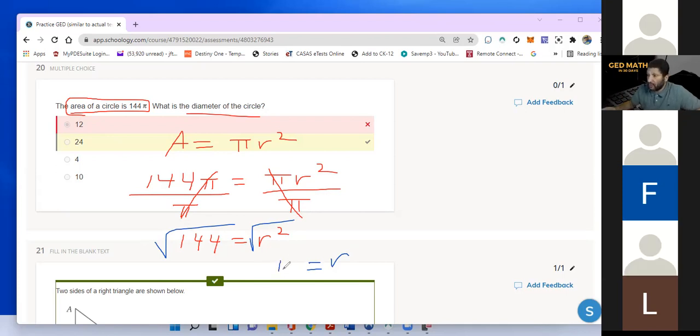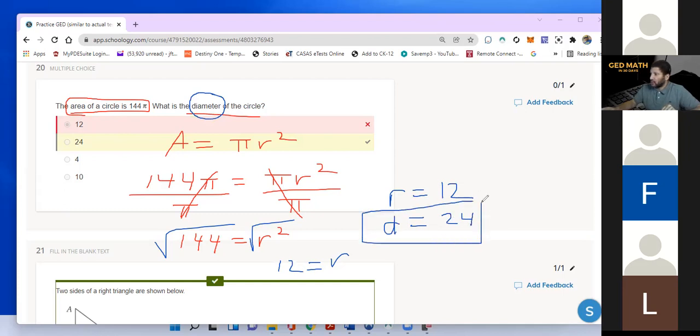Well, 12. Okay, now this person answered 12. So they did all the work correct. But what are they asking for? Diameter. So if the radius is 12, what's the diameter? 24. So that person did all that work correct, but then forgot that they're not asking for the radius, they're asking for the diameter.